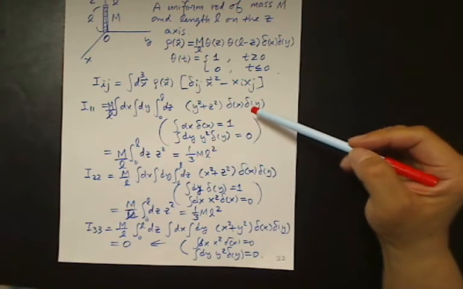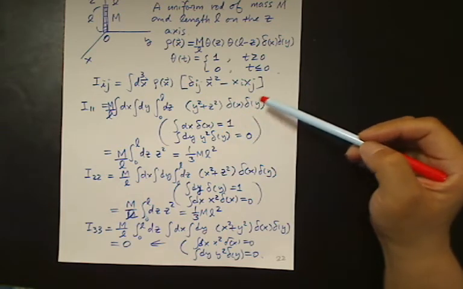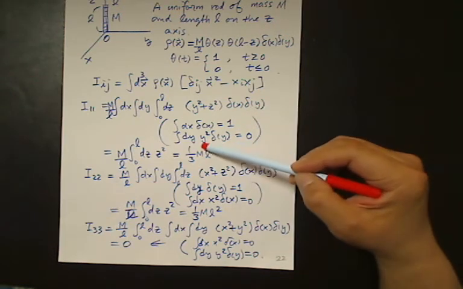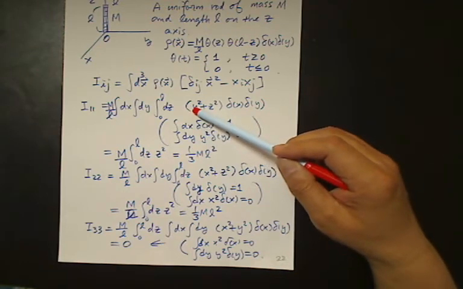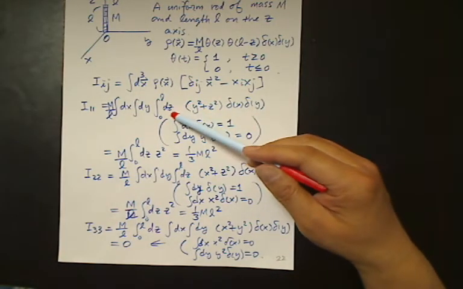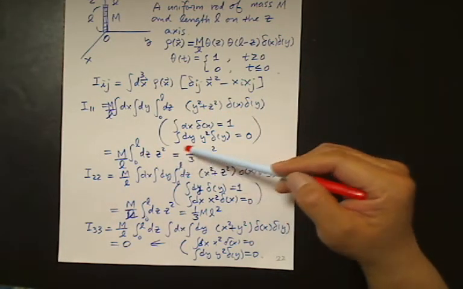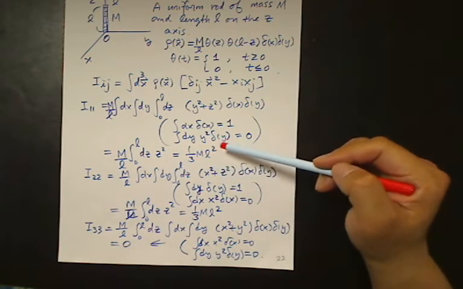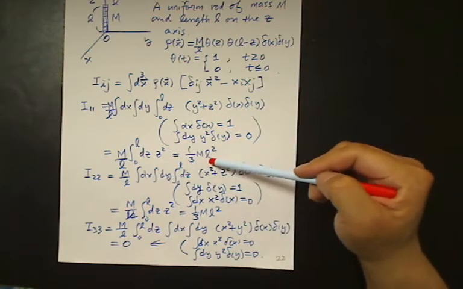First, integration over x gives identity. This is the 1. Integration over y gives the y should be replaced with 0. So I substitute y equals 0. Then this one vanishes. Now after x and y integral, we have a single integral over z. That is the integral over z squared. That is 1/3 of L cubed. But we have denominator L. Therefore, the final result is 1/3 of m L squared.